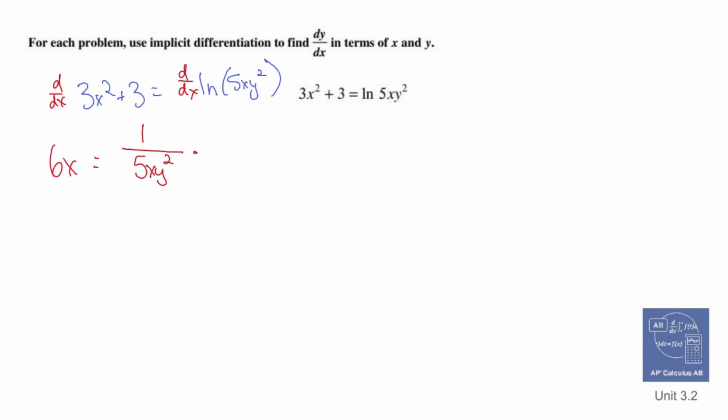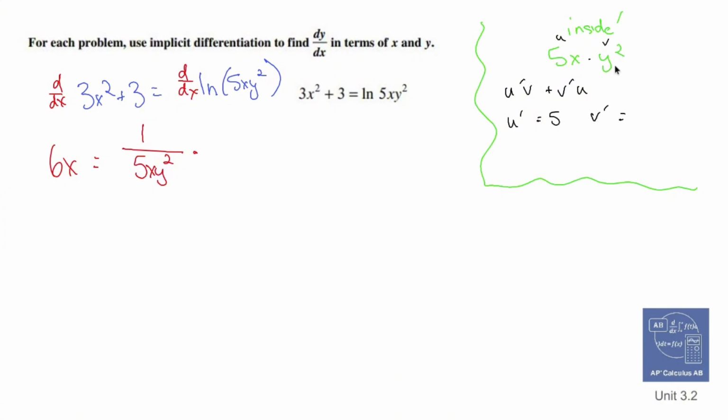That's going to require product rule. So let's go off to the side and find out what the derivative of the inside stuff is. The inside stuff is 5xy squared. I will call 5x u and y squared v. So the derivative would be u prime v plus v prime u. U prime is the derivative with respect to x of 5x, which is 5. And v prime is the derivative with respect to x of y squared, which is 2y dy/dx.